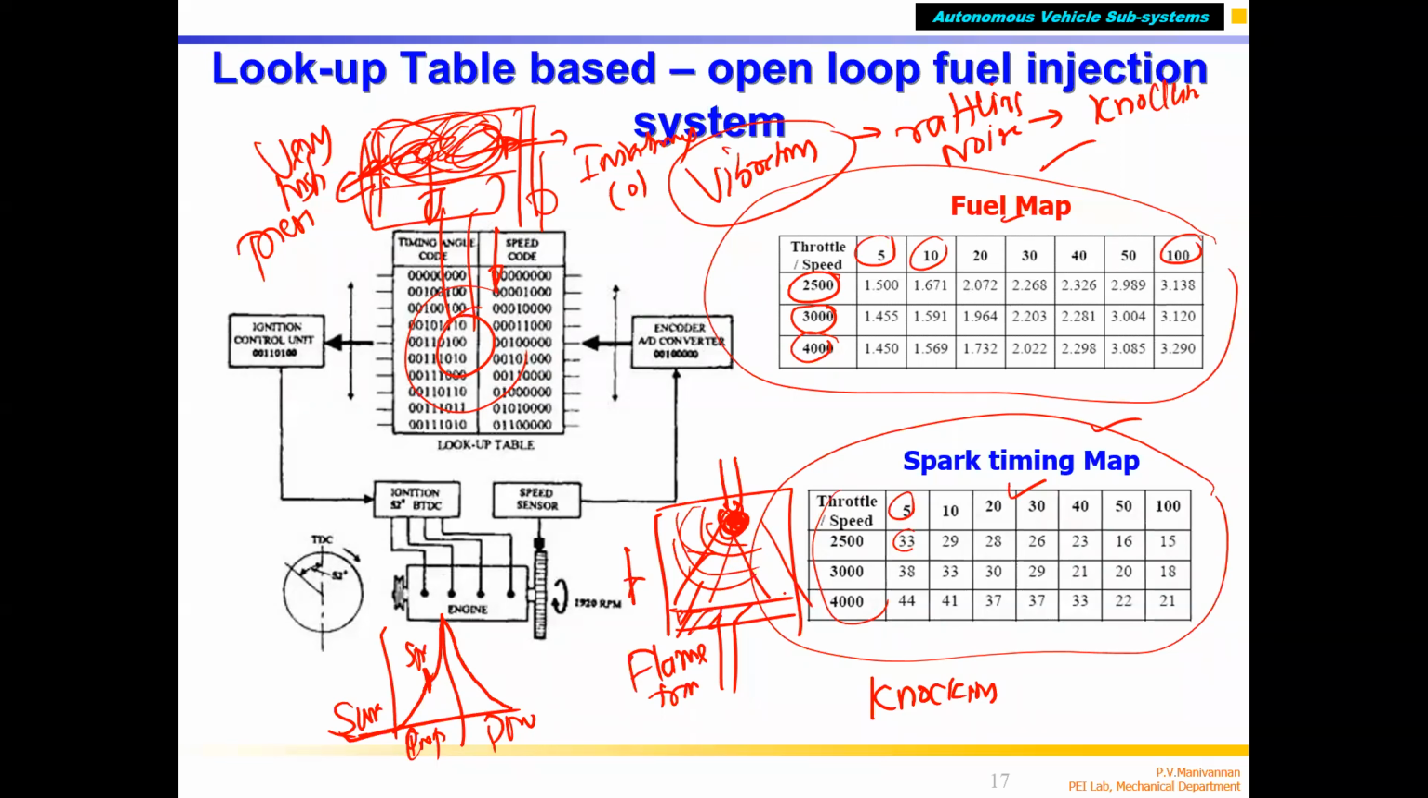Instead of that, suppose you have a hot spot, correct? There may be some carbon deposit inside, on top of the piston or on top of the cylinder cover, inside the combustion chamber. When the combustion is happening, some amount of heat will be stored inside the carbon deposits. They will be glowing, correct?